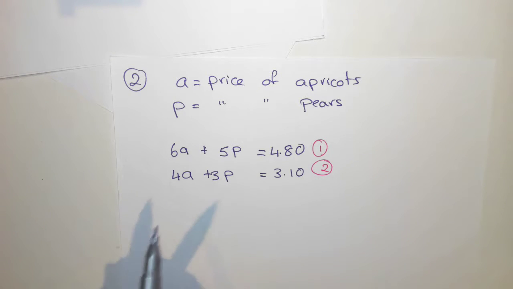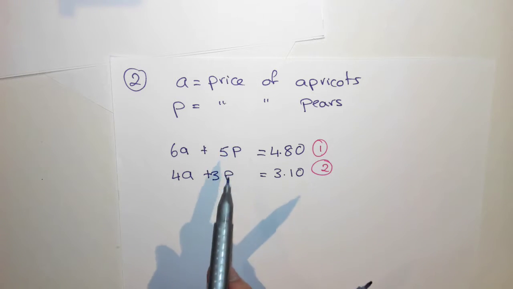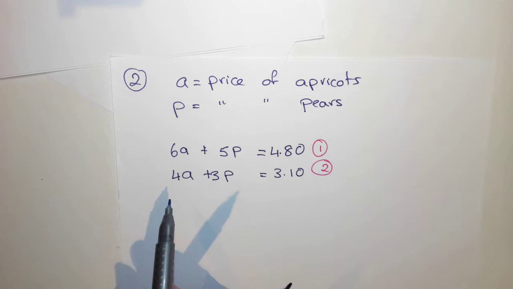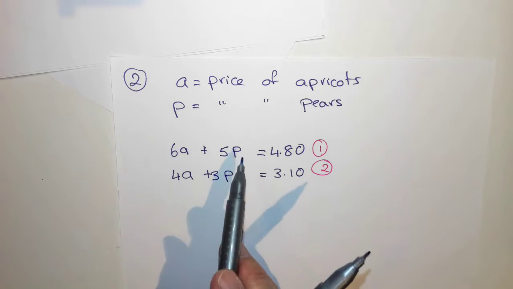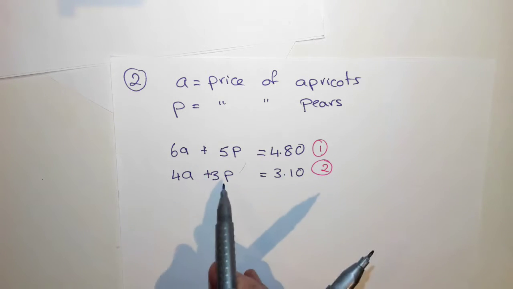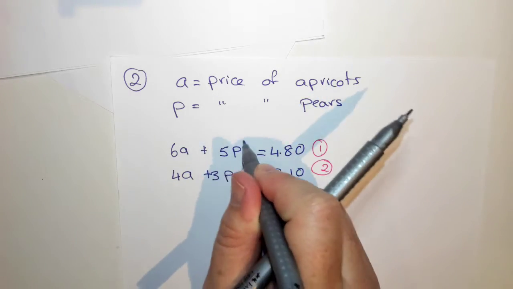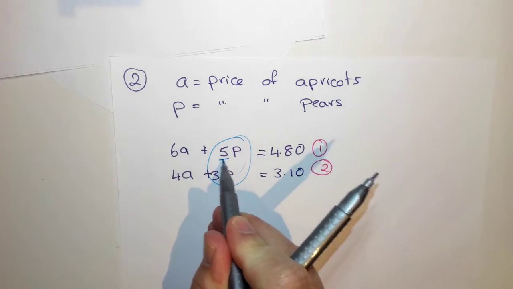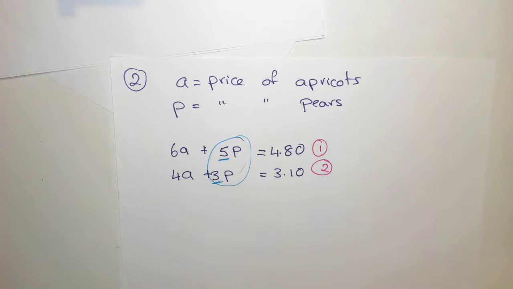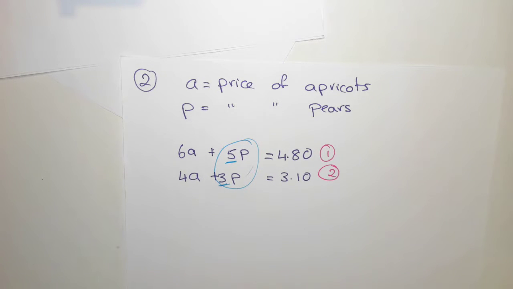Okay, well, I'm first of all going to choose whether I'm going to eliminate P or whether I'm going to eliminate A. So I'm going to start with P's actually. Okay, so at the moment I've got a 5p and a 3p, and I need to find the coefficient, the lowest common multiple of 5 and 3.